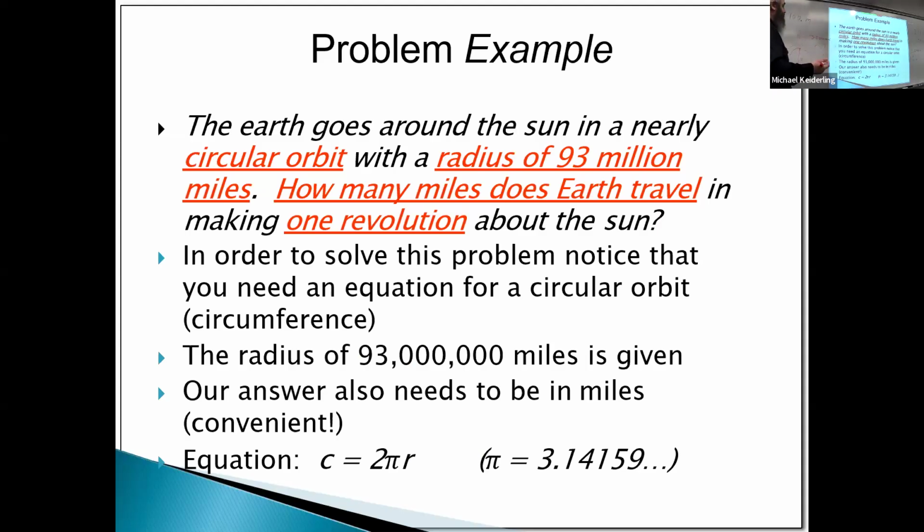Our equation, well, the equation for the circumference of a circle is 2 pi times the radius. And pi is 3.14159... 3.14159 is generally good enough as an approximation of pi for pretty much all practical purposes.